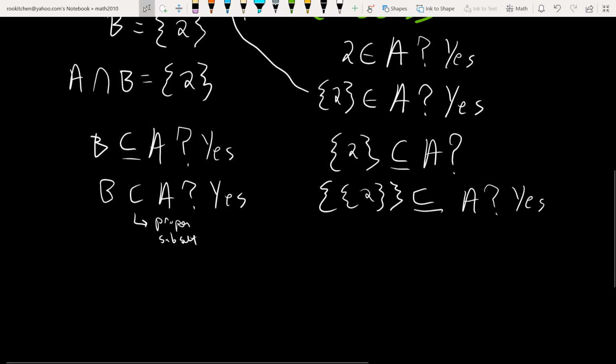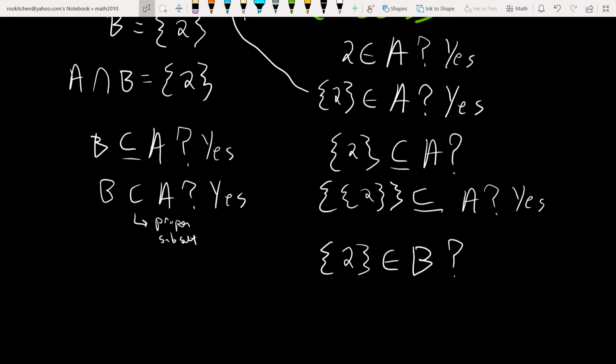How about this one then? Is the set that contains 2 an element of B? And no, it's not, right? B only has one element. It just has the element 2. It does not have the set that contains 2.